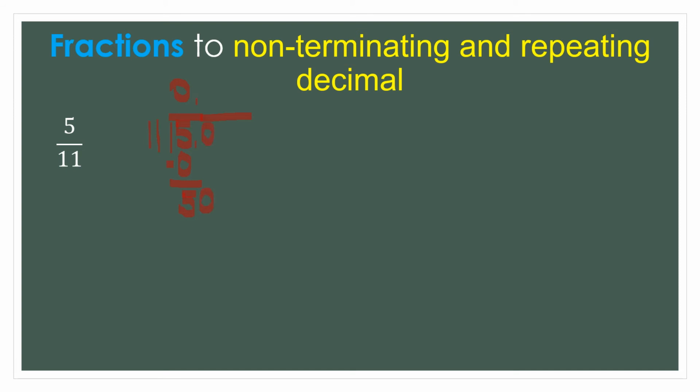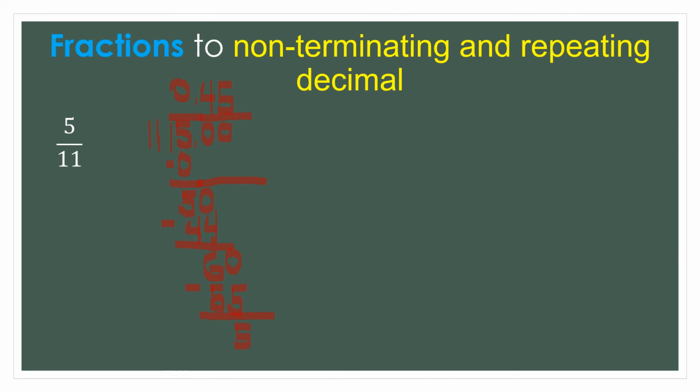Bring down 0. 50 divided by 11 is 4. 4 times 11 is 44. Subtract. 50 minus 44 will give us 6. There is a remainder, so we add another 0 and we bring it down. 60 divided by 11 is 5. 5 times 11 is 55. Then we subtract. 60 minus 55 will give us 5.